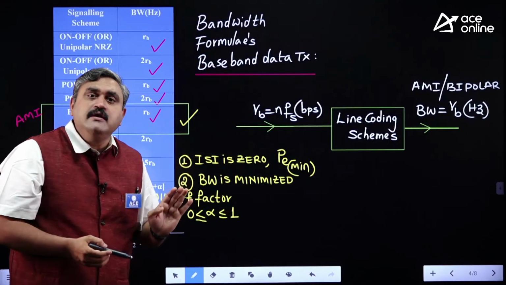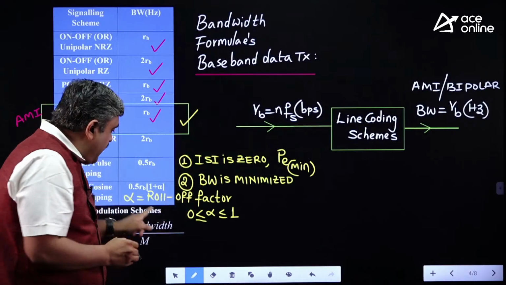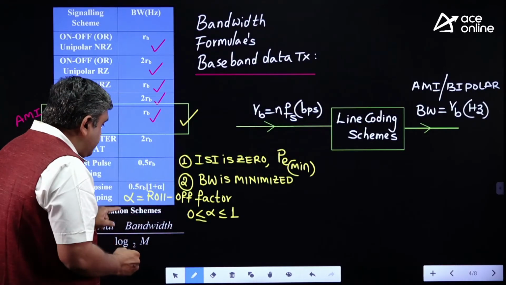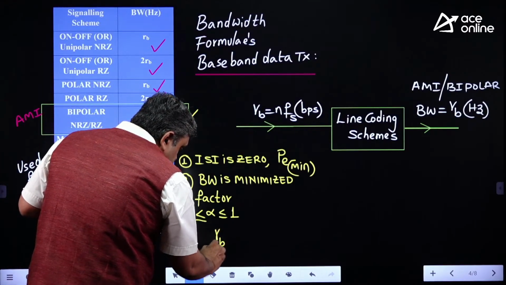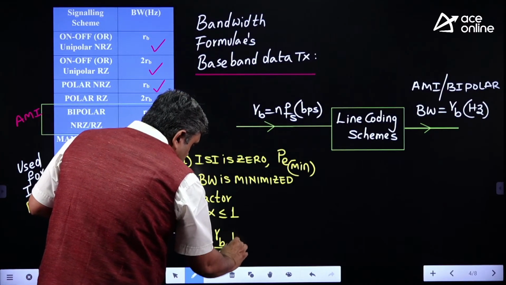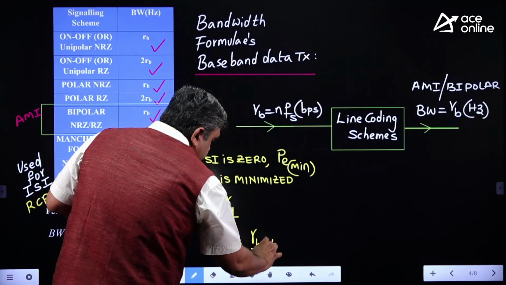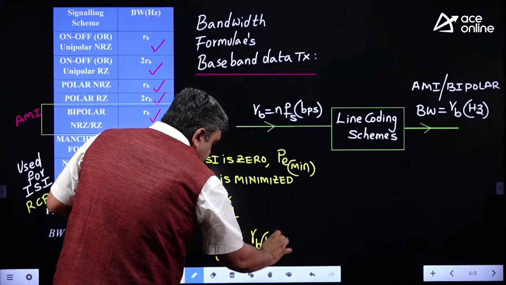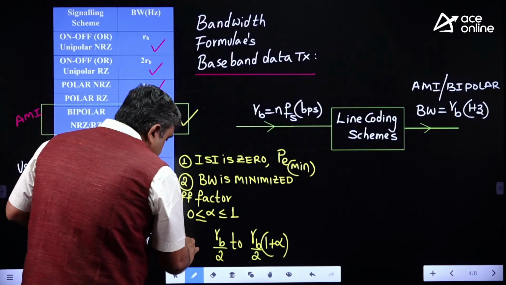You take alpha 1, minimum timing errors are there. You take alpha very close to 0, maximum timing errors are there. Based on that, your bandwidth will increase. So what is the bandwidth? It will be somewhere between RB by 2 to RB by 2 into 1 plus alpha. So that extra bandwidth will be used for the timing errors problem. So that is how we are getting this value.